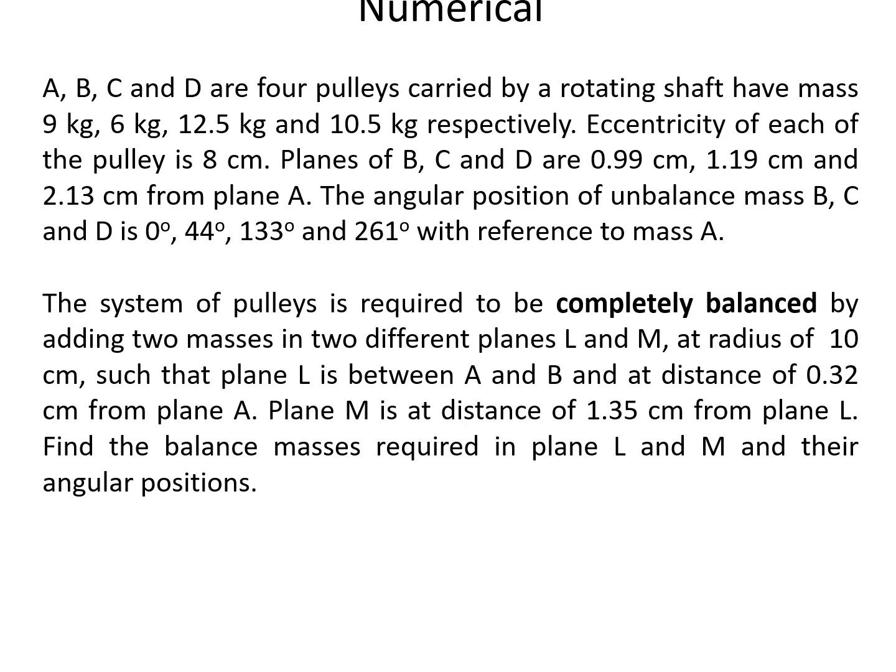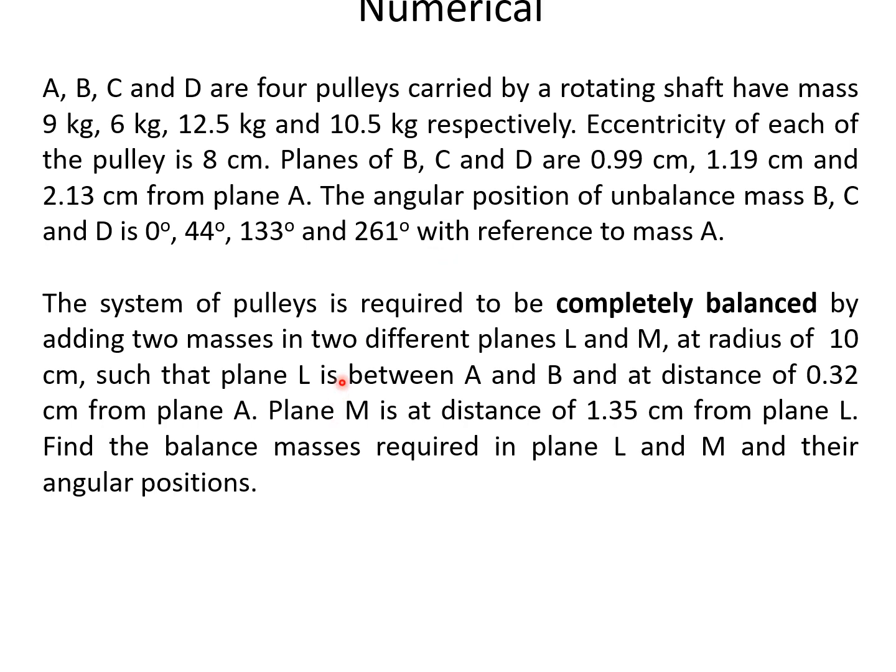A, B, C and D are four pulleys carried by a rotating shaft having mass 9 kg, 6 kg, 12.5 kg and 10.5 kg respectively. Eccentricity of each of the pulleys is 8 centimeters. Planes B, C and D are at 0.99 centimeter, 1.19 centimeter and 2.13 centimeter from plane A. The angular positions of unbalanced masses B, C and D are 44 degree, 133 degree and 261 degree with reference to mass A.